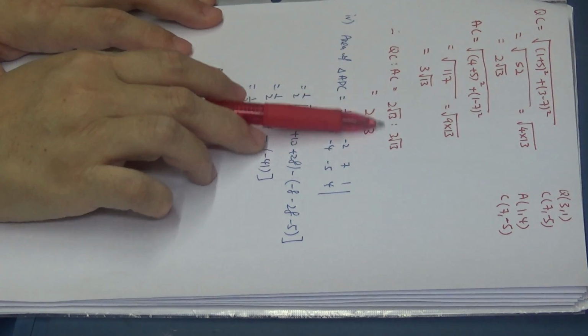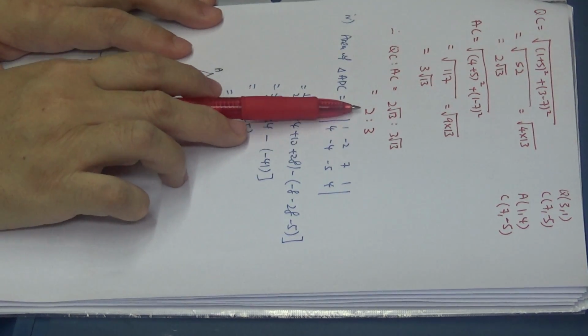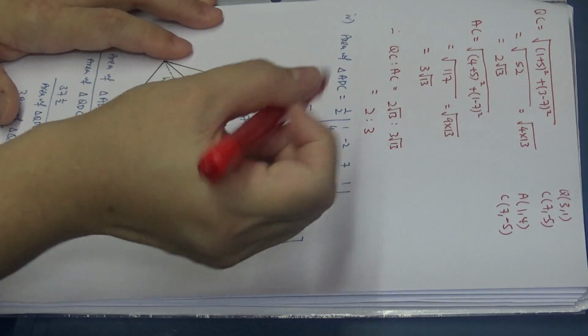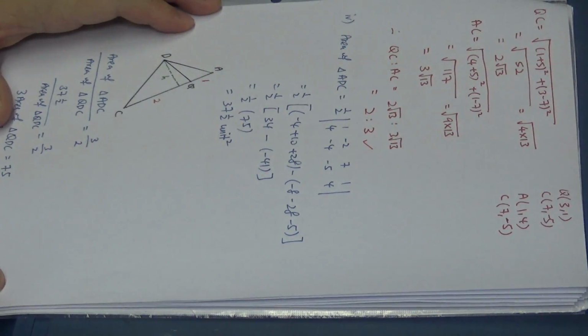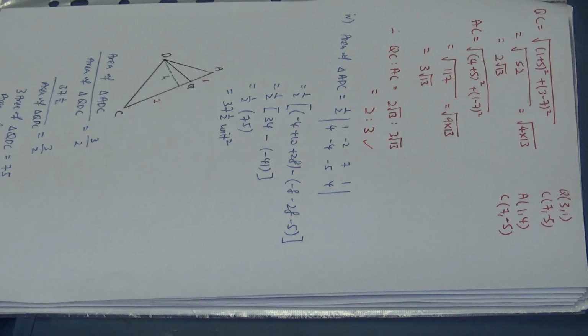I equate it, I put it in terms of ratio. I simplify it, it will be 2:3. So this will be the answer for part 3. Now part 4. Find the area of triangle ADC, hence the area of triangle QDC.